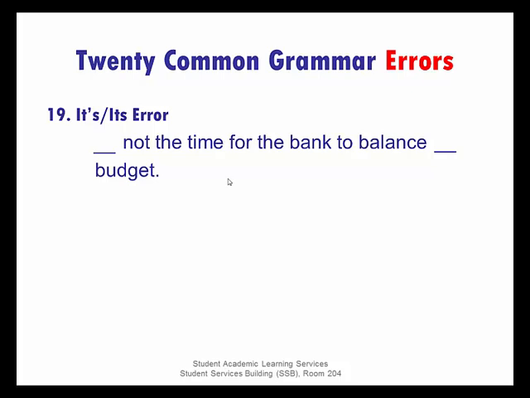Number 19, the it's and its error. So one of these I briefly talked about earlier, and the first one, it's with the apostrophe, means it is. And then the second one is a possessive. So which one goes in which space?